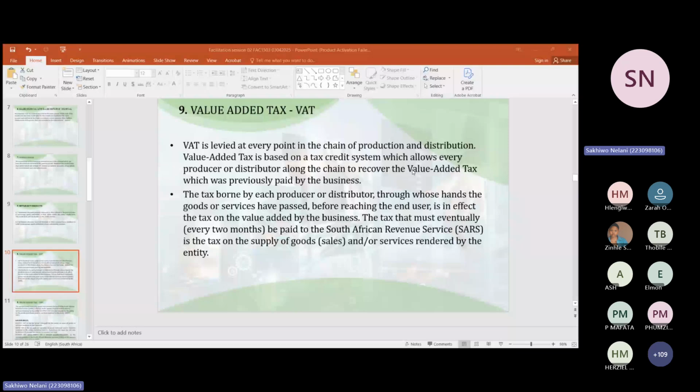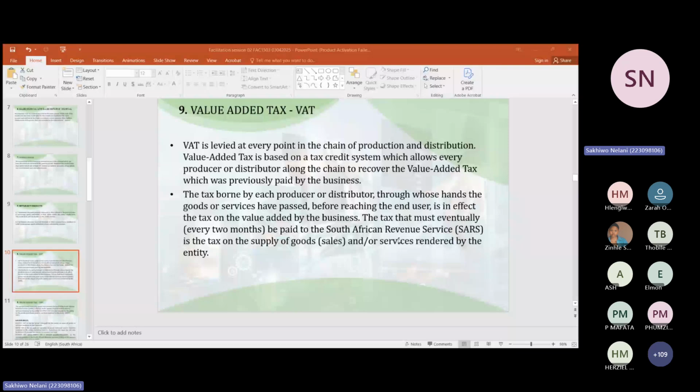Output VAT versus input VAT ultimately must give an indication whether the South African Revenue Service is expected to be paid, and how much money, or whether the South African Revenue Service is expected to refund you as a business. If you go to a shop, you can see your slip at the bottom there. There's a VAT component.